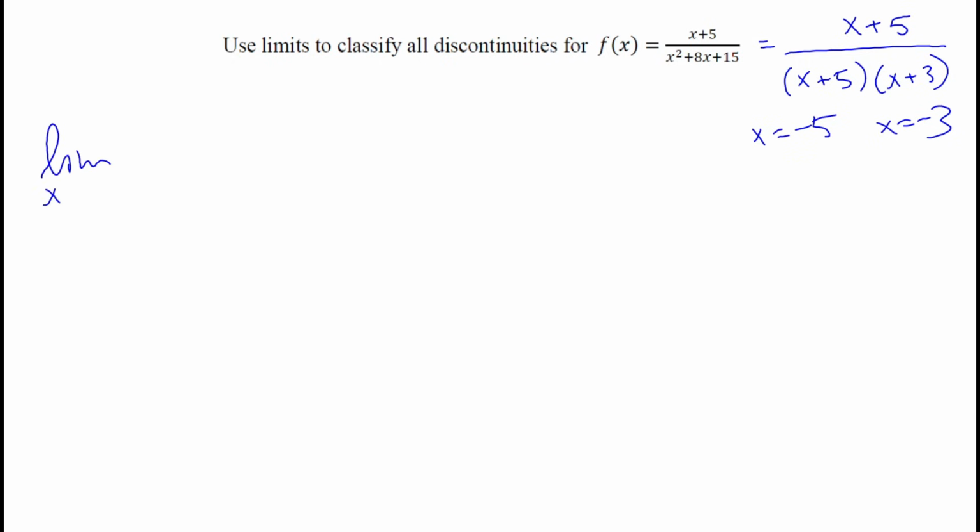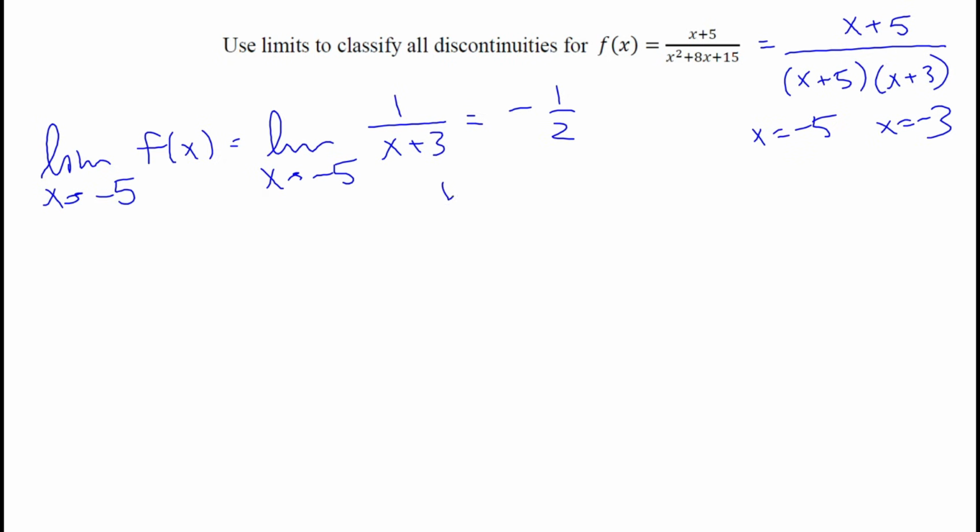So the limit as x approaches -5 of f of x, well, we can cancel the x plus 5s. This is just the limit as x approaches -5 of 1 over x plus 3, which happens to be -1/2. But we know that f of -5 does not exist. So if the limit exists, but the function doesn't exist, that tells us that we have a removable discontinuity at that point.